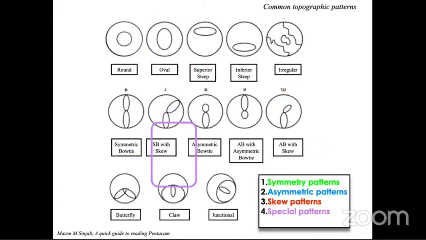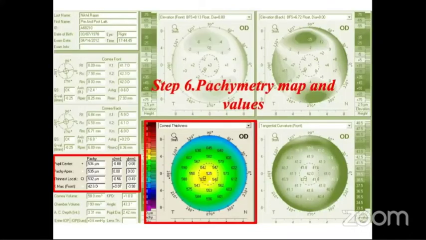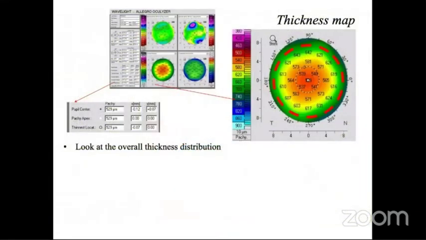There are again a lot of special patterns described that could be butterfly, claw, junctional, vortex and irregular pattern. Now coming to the last part of the quad map, that is the pachymetric map. As we all know, the thinner the cornea, the more abnormal it is. So a cutoff of 470 to 480 and anything below it certainly would give you a red signal.